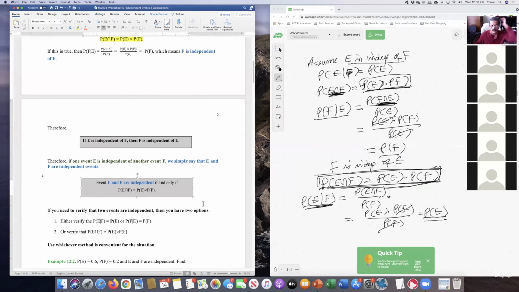In the problems you're going to do, some of them will ask you to prove that the two events are independent, or verify that they are dependent. You can use one or the other method. You can either verify that probability of E given F is the same as probability of E, or probability of F given E is the same as probability of F, or verify that this is true. Choose whichever is convenient for the specific problem.